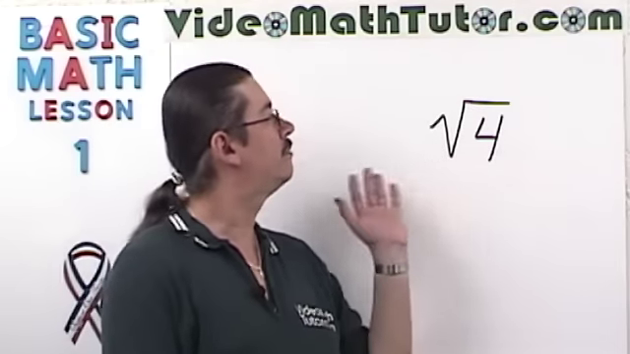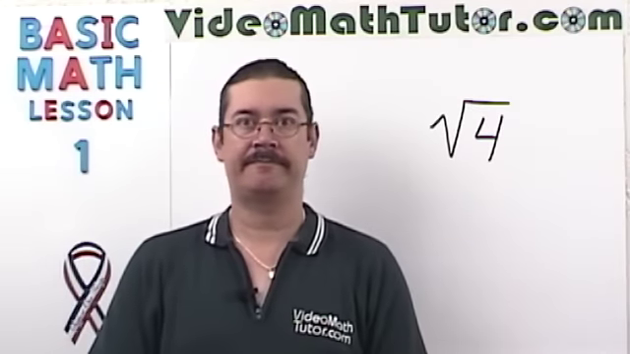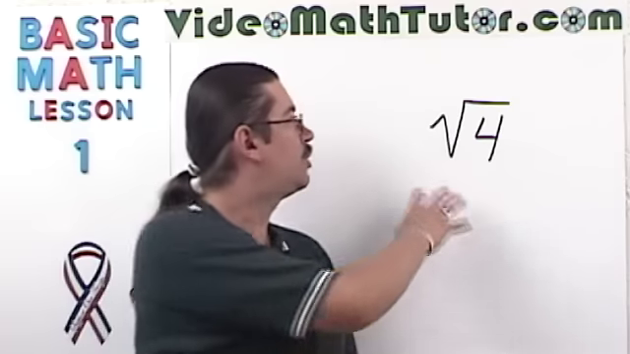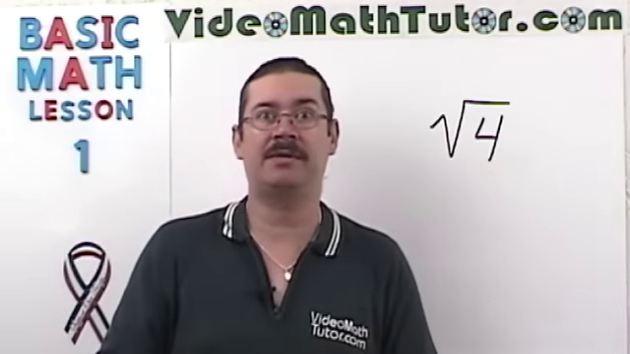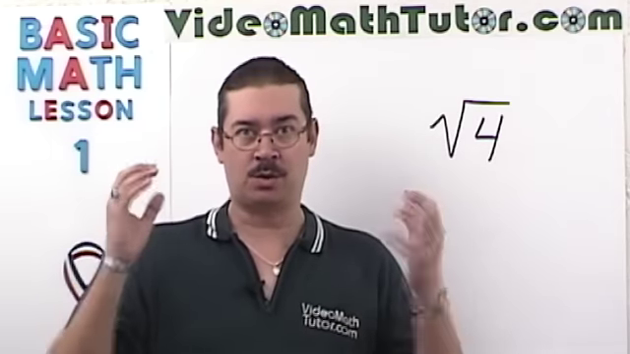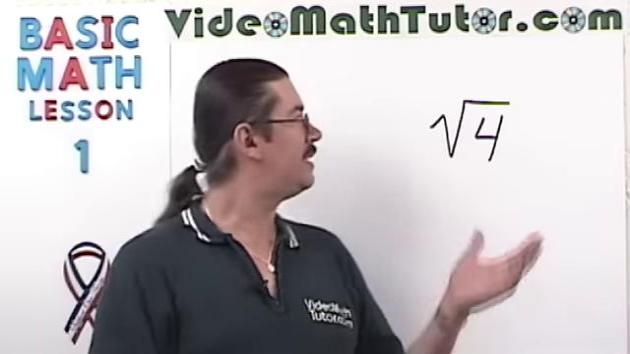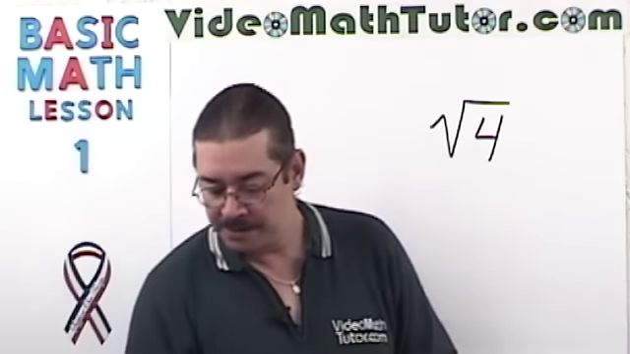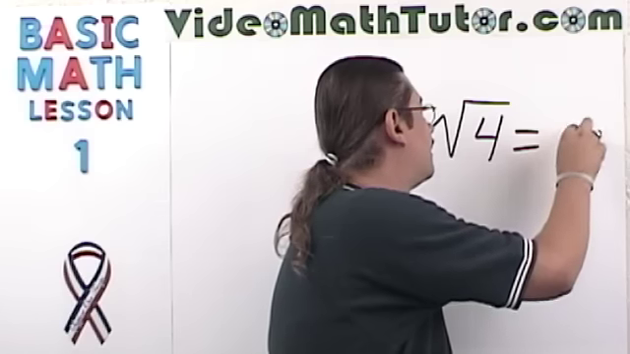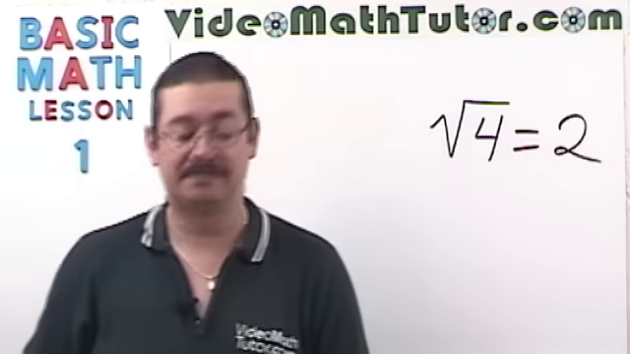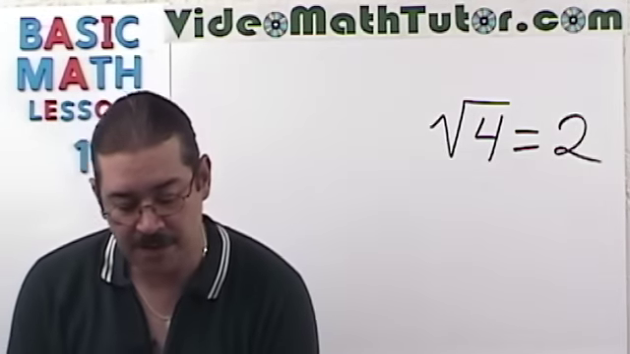Here's another example. Square root of 4. Now, when people see the square root, right away they go, that's got to be an irrational number. Irrationals have the square roots in them. Well, this is actually a trick question, so you've got to be careful. See, this is really equal to what number? 2.